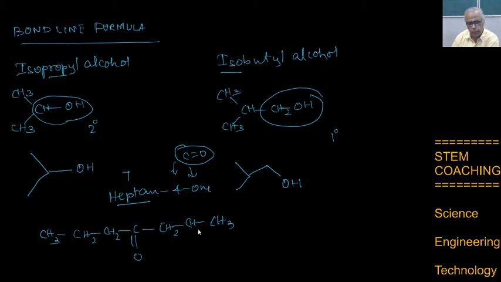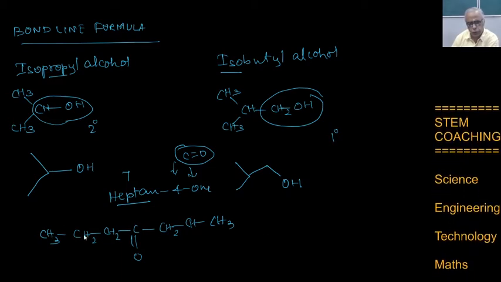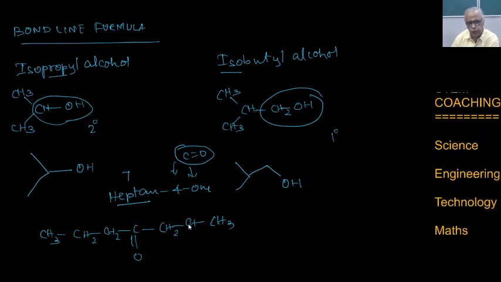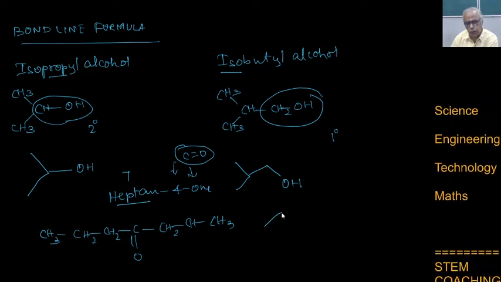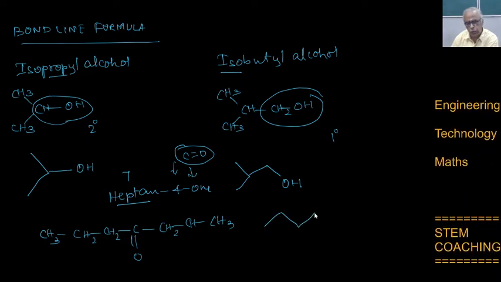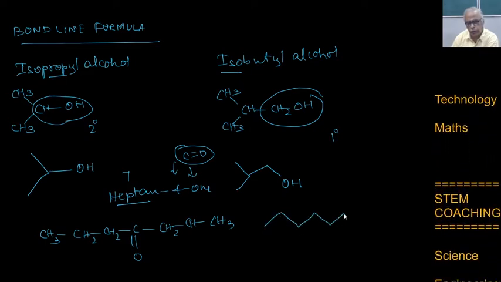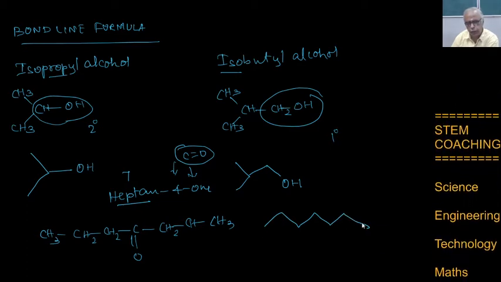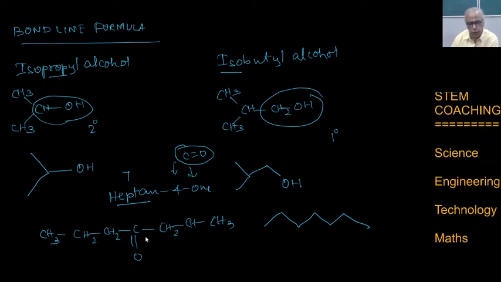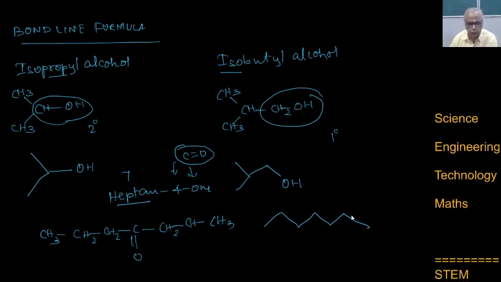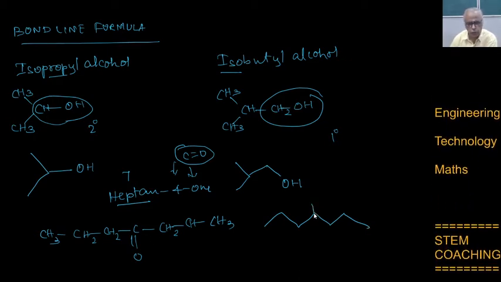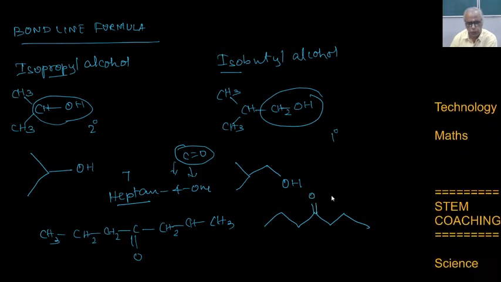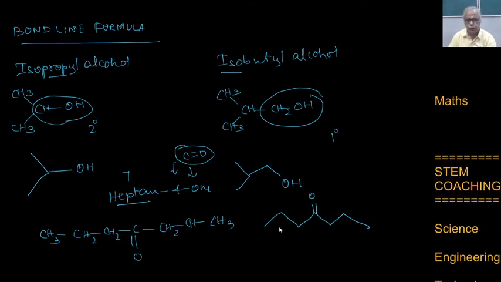Now this can be represented as a bond line formula. 1, 2, 3, 4, 5, 6, 7. You just count 1, 2, 3, 4, 5, 6, 7. So the CO is in the 4th carbon atom. 1, 2, 3, 4. So you can put O. So this is the bond line formula. Are you able to understand?